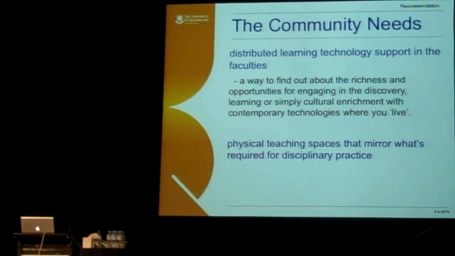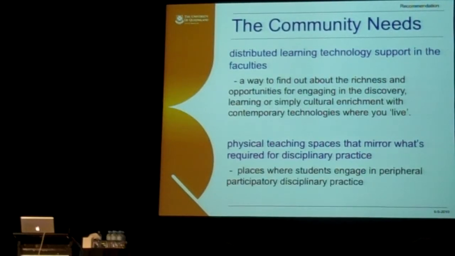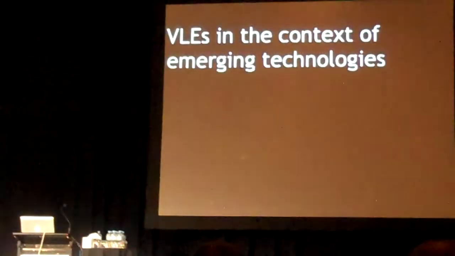We need physical teaching spaces that mirror what's required for disciplinary practice. The box like this is not like any place that we practice our disciplines, for the most part anyway. So we need to actually create the spaces that reflect what the discipline does. Their students can, in the process, engage in that peripheral participatory disciplinary activity, which concentrically moves them closer and closer to becoming the practitioner of whatever the discipline is that they're training to become.